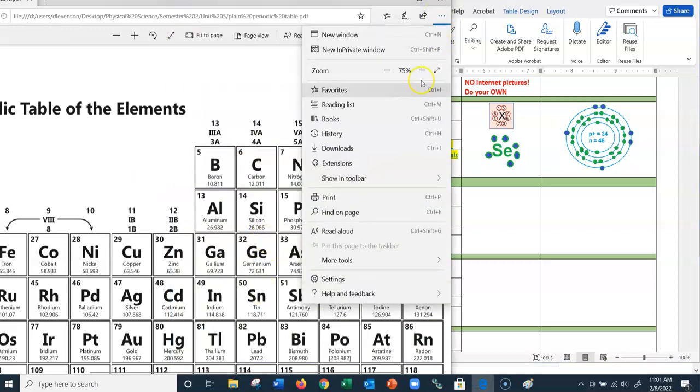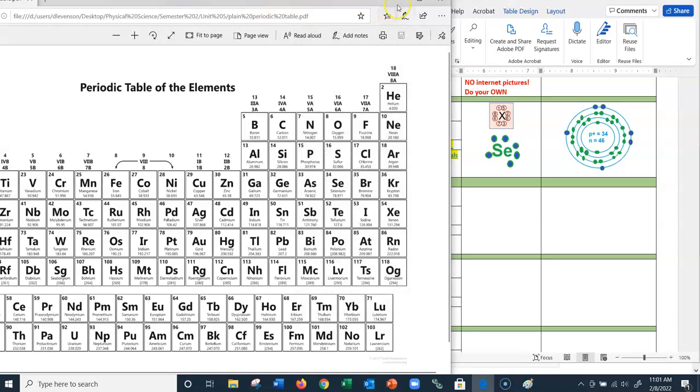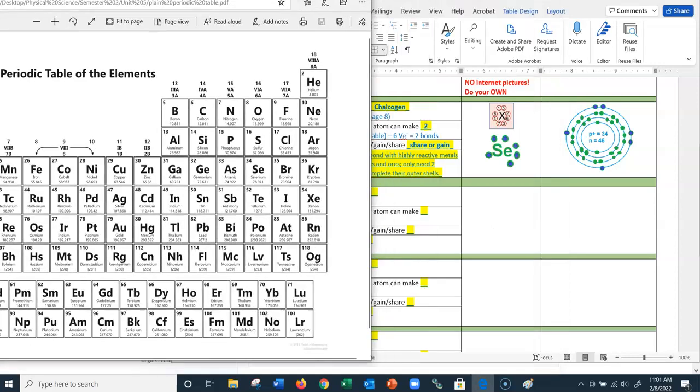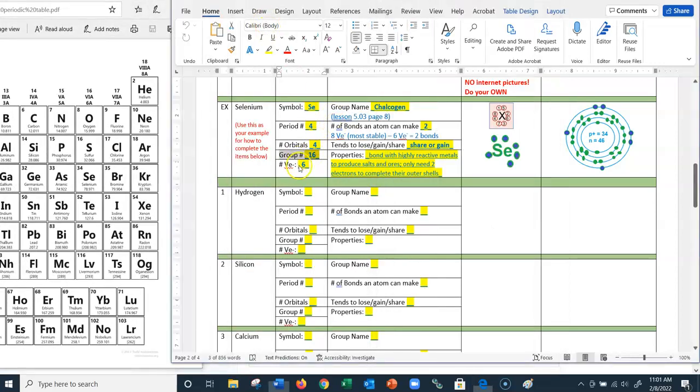So if we look at the group number on here, okay, we know group 1 has 1 valence electron. Group 2 has 2 valence electrons. We talked about skipping the low ones because they're more complicated, but we come back up to group 13, has 3 valence electrons, 4 valence electrons, 5, 6, 7, 8. Selenium is in group 16, so it has 6 valence electrons, and that's where I get the 6 from.